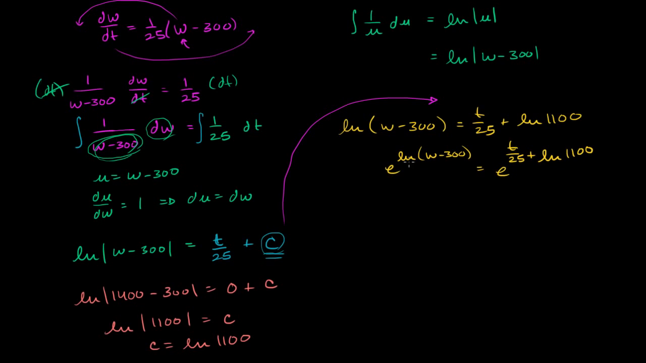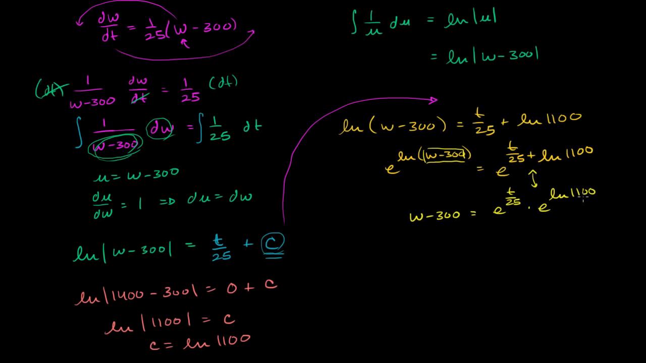And so e to the natural log of something is just going to be equal to that something. The natural log is what power do I have to raise e to get this thing? Well, I'm raising e to that power, so I'm going to get this thing. So the left-hand side just becomes w minus 300. And the right-hand side, we could rewrite this as e to the t over 25 times e to the natural log of 1,100. We have the same base, different exponents. If you wanted to simplify this, you would just add the exponents, which is exactly what we did up here. So these two things are equivalent.